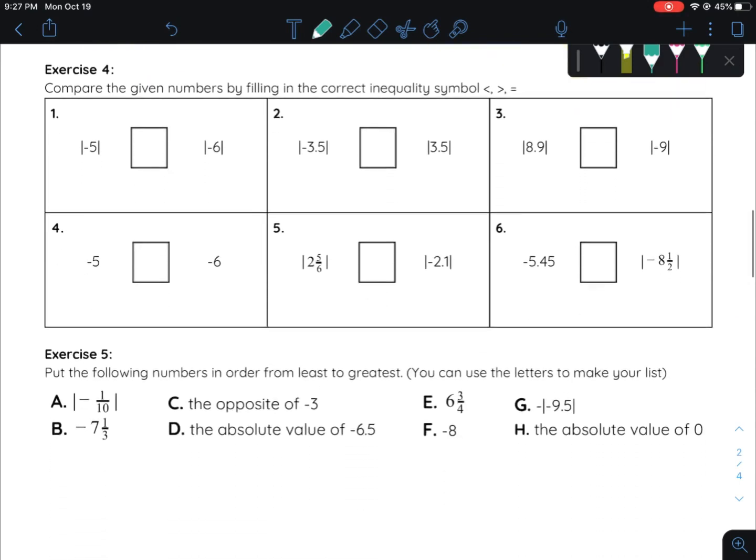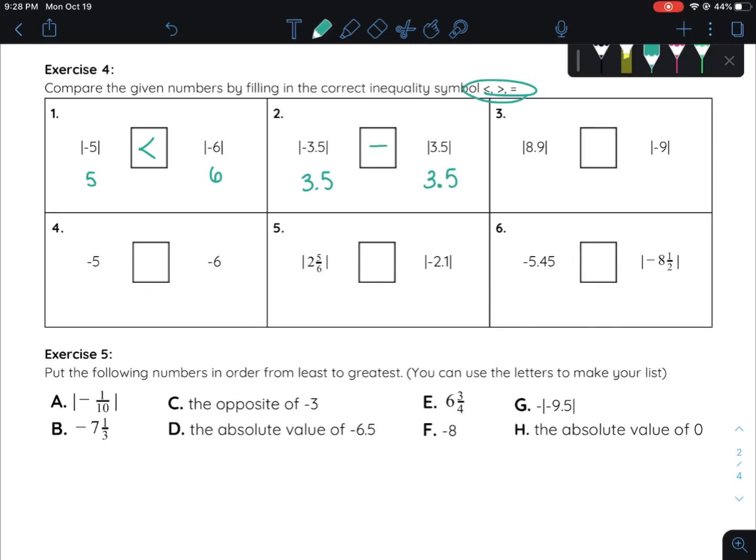All right, so exercise 4 here. Let's compare the numbers, okay? We're going to use our inequality symbols. So we've got absolute value of negative 5 compared to absolute value of negative 6. Well, that's 5 away from 0 and 6 away from 0. So I can say 5 is less than 6, meaning absolute value of negative 5 is less than the absolute value of negative 6, which makes sense. Okay, negative 3.5, its absolute value compared to the absolute value of 3.5. Well, negative 3.5 is 3.5 away from 0, and so is 3.5.